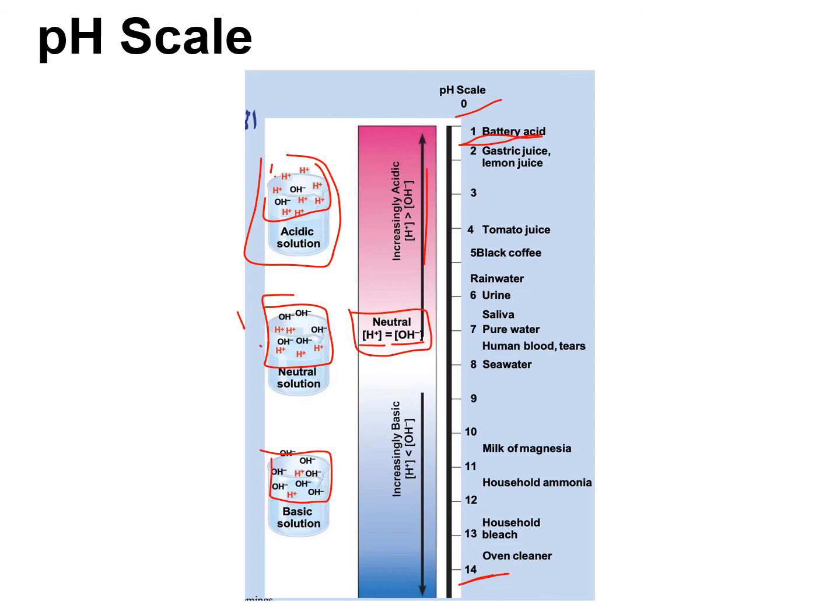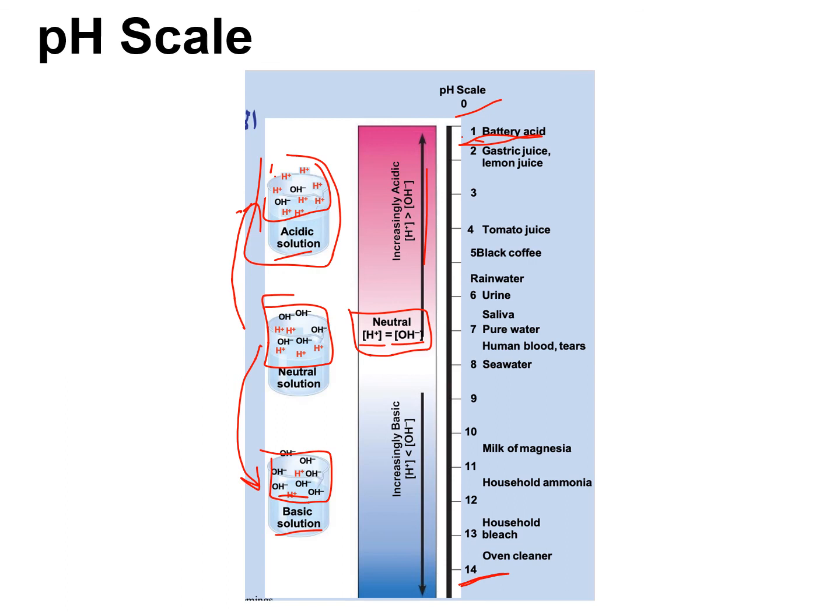If you increase the amount of hydrogen ions, the pH number is going to decrease, and it becomes more acidic. If you reduce the concentration of hydrogen ions compared to the hydroxides, then it's considered a basic solution and the pH number is higher. Because again, remember, the pH number is the inverse log of the concentration of hydrogen ions.